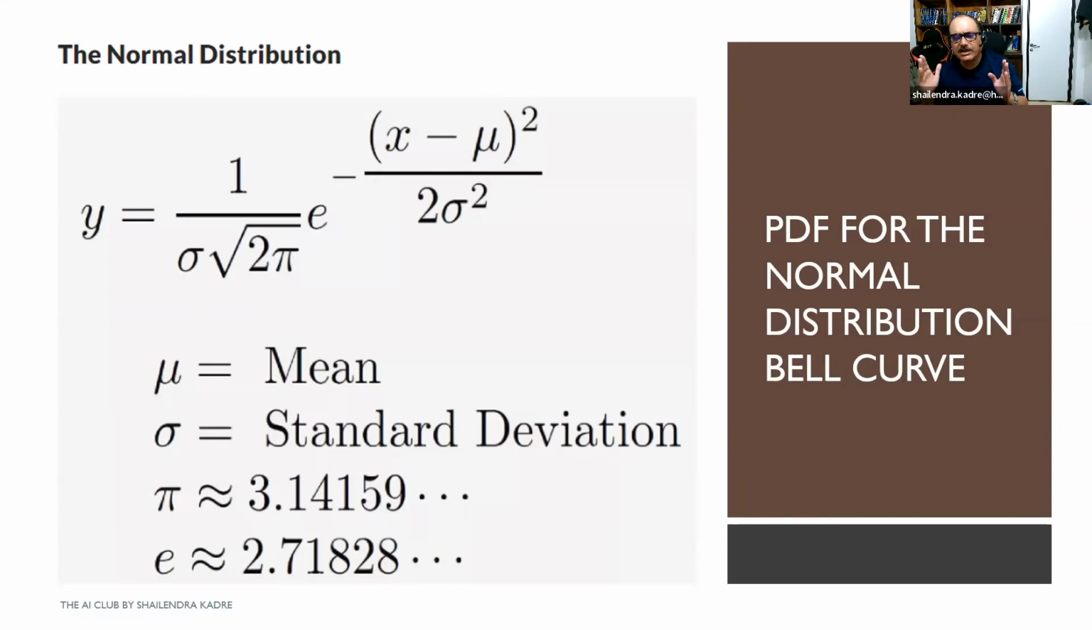So to define a normal distribution, you need only two variables. What is the value of mu, meaning the mean, and what is the value of sigma, the standard deviation. If mu and sigma are given to you, your normal distribution gets defined, because you can put them in this formula and get your normal distribution curve, right?